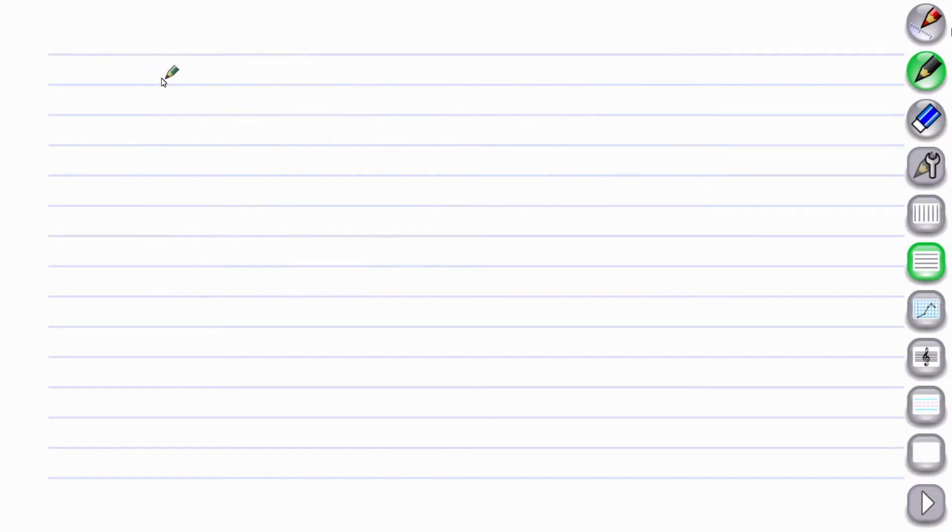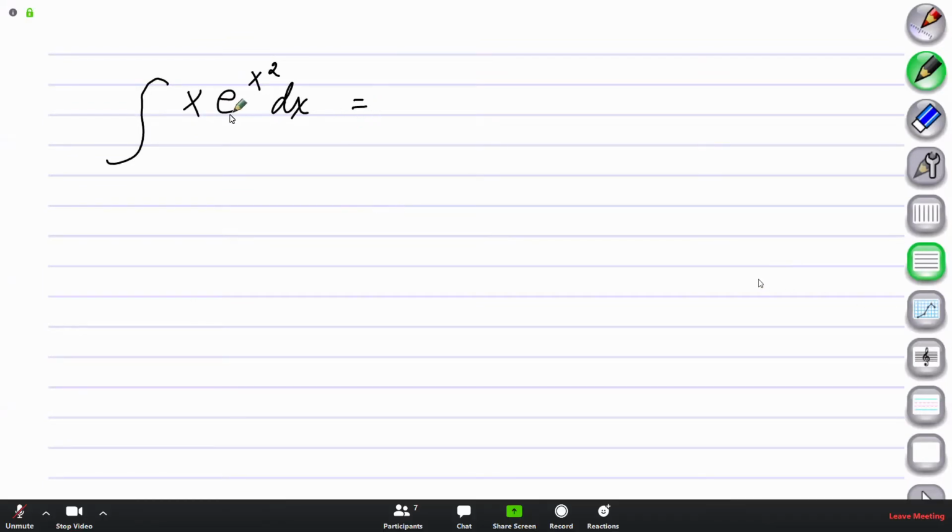So getting even worse, let's try this one. And this is a good one to use u-substitution on: x e to the x squared dx. What a mess, huh? And again, what is u going to equal? Well, it's kind of hard to say. On this particular one, I think what we're going to have to do, according to the book, is let u equal this little x squared up here.